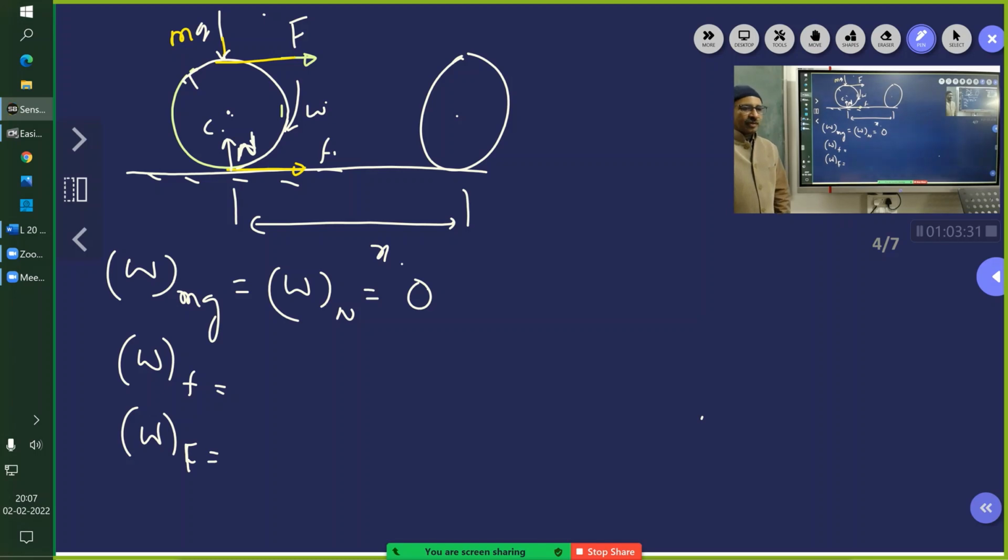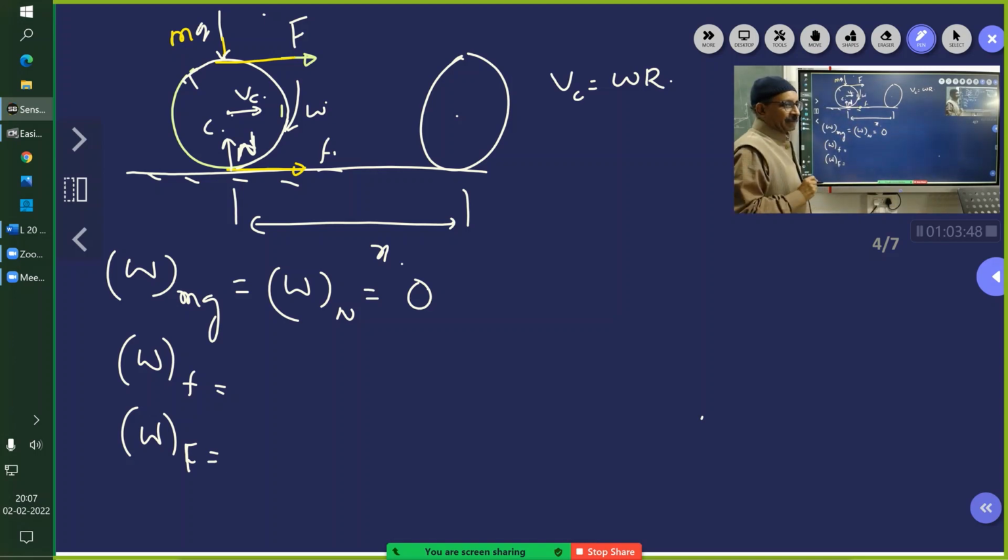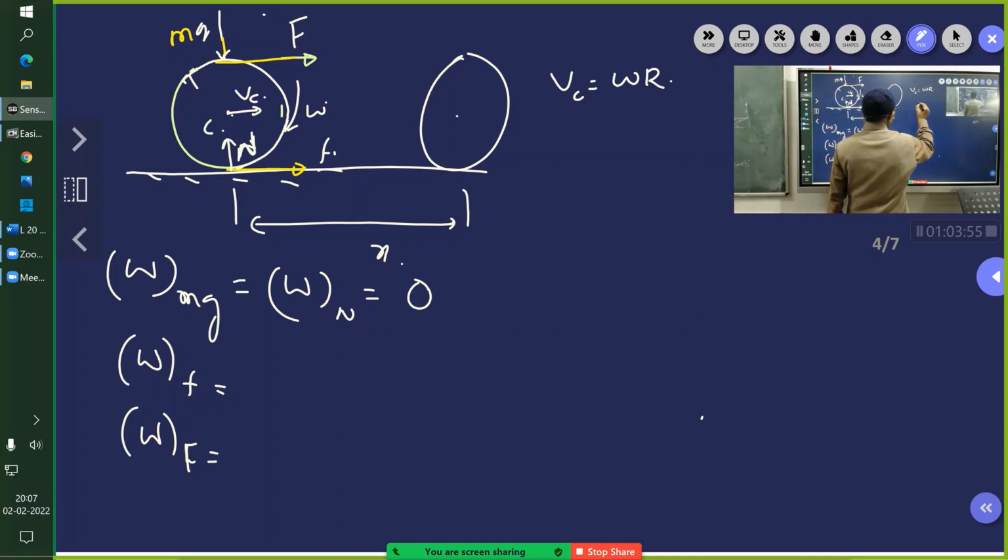Go by the first principles. It is rolling without slipping, so write this: Vc is equal to omega R. And therefore the distance moved by the center will be the integration of Vc dt.